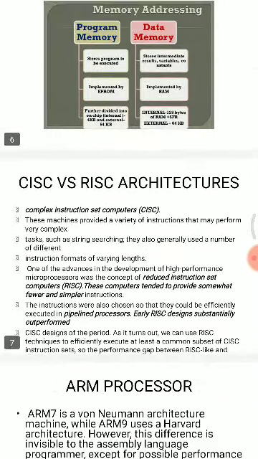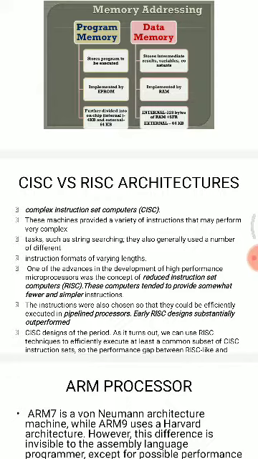So what is meant by CISC and RISC architecture? CISC means complex instruction set computers. These have a variety of instructions that may perform very few operations, tasks such as string searching. They also generally use a number of different instruction formats of varying length.